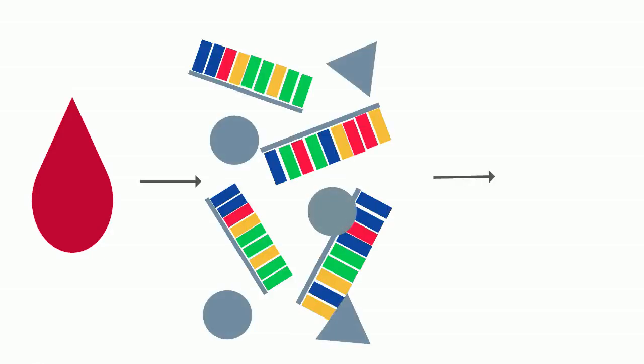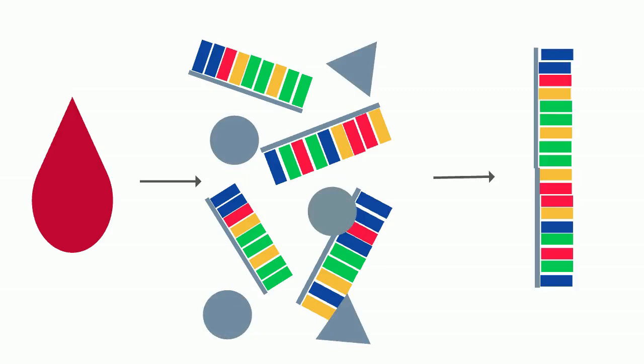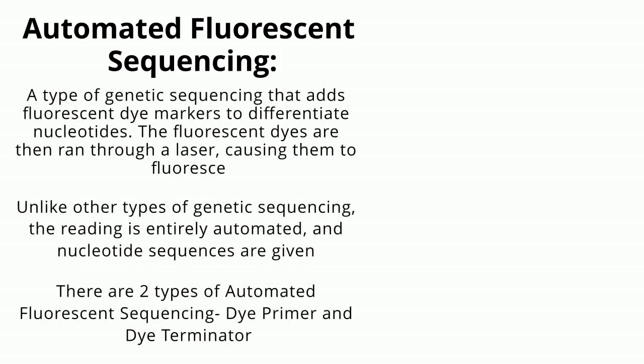To sequence DNA, we first need to get a sample we can extract DNA from. Once the DNA is extracted and purified, we can begin the process of sequencing. Automated fluorescent sequencing is something we use to determine a genetic code by nucleotide sequence. Specifically, it adds fluorescent dye markers to differentiate nucleotides.